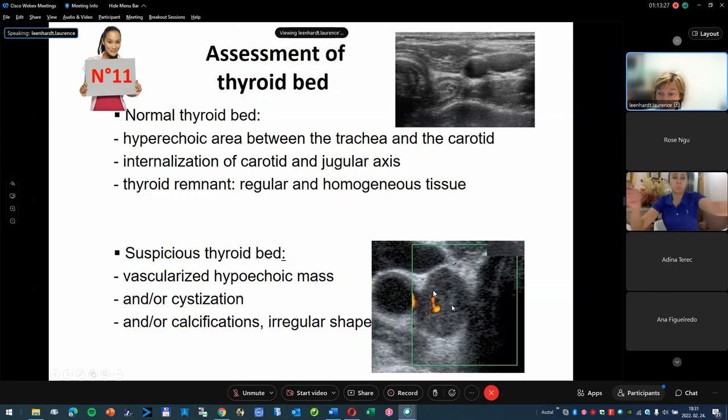In a suspicious thyroid bed, such as on this slide, you can see a vascularized hypoechoic mass. There is no cystization in this picture, and no calcification, but the shape and the hypoechogenicity are enough to classify this mass as a suspicious thyroid bed mass.